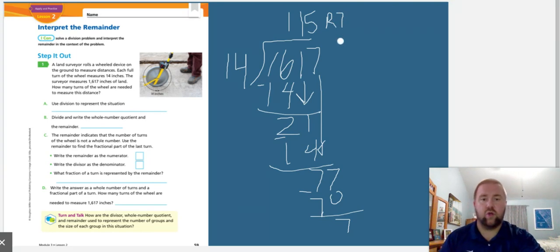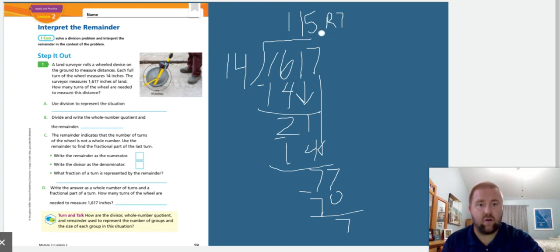So we're going to talk about this 7 here, what it means. The question asked, how many turns of the wheel are needed to measure this distance? So when we get 115 with a remainder of 7, that means 115 full turns are needed to measure that distance. That's the first important thing you need to understand: this whole number in our quotient, which is the answer to a division problem, answers the question of how many full turns.